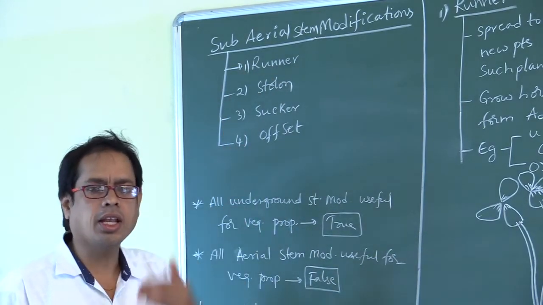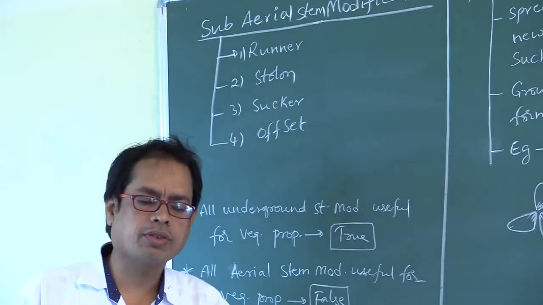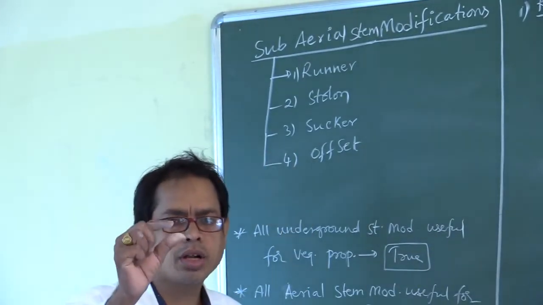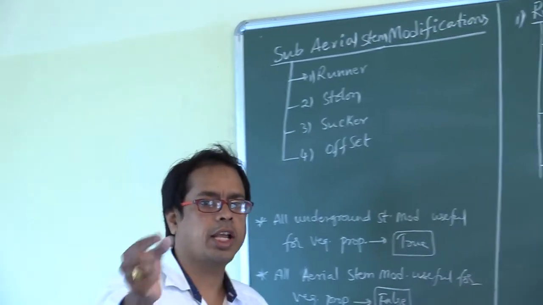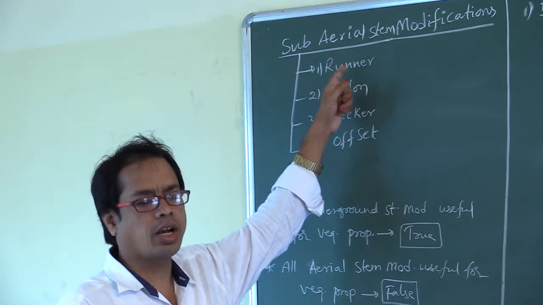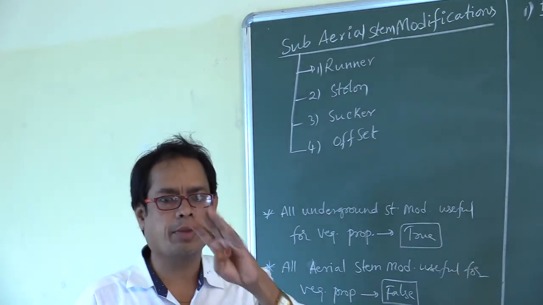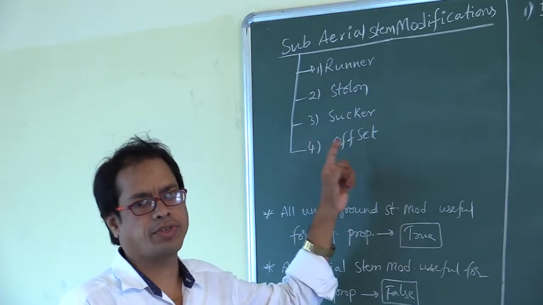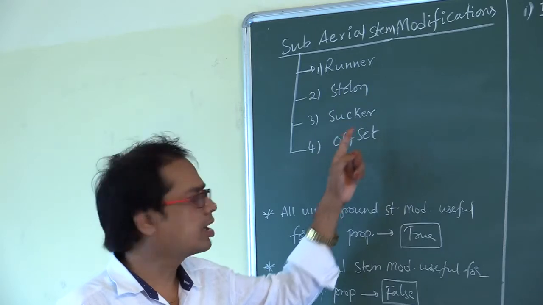What are subaerial? Some part of the stem is underground, some part of the stem is aerial. That type of stems are called subaerial stems, and their modifications are called subaerial stem modifications. How many types? Four types: runner, stolon, sucker, offset.